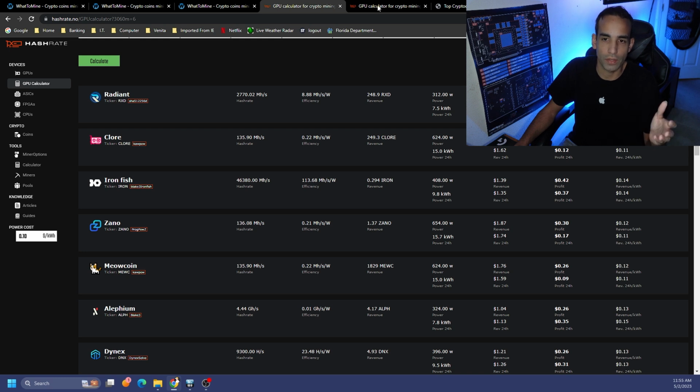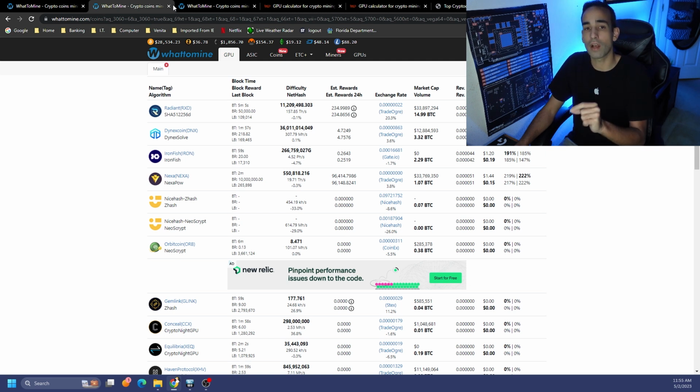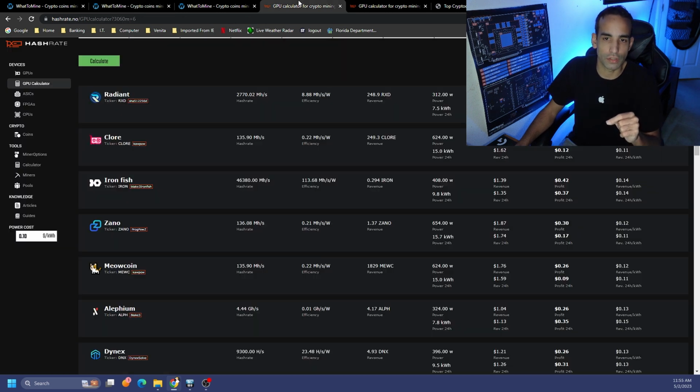So hashrate.no shows you overclocks that are a little bit milder, a little bit more efficient than what What to Mine shows. The What to Mine team has been trying to improve it, keep up with the various algorithms and various cryptocurrencies that have been coming out, because there's honestly a lot of them right now. But we do have Radiant and Ironfish leading the charge. Doesn't matter if you're on NVIDIA, which is what we're looking at right now. We see Radiant, Core, Ironfish, Xano, a couple of ProgPow, a couple of Blake 3s.